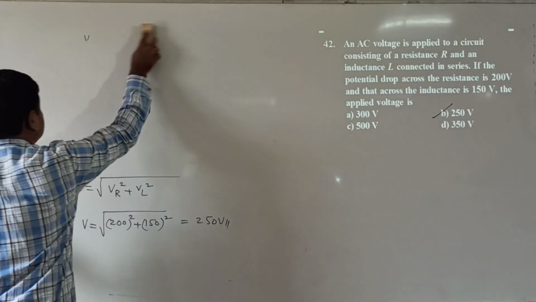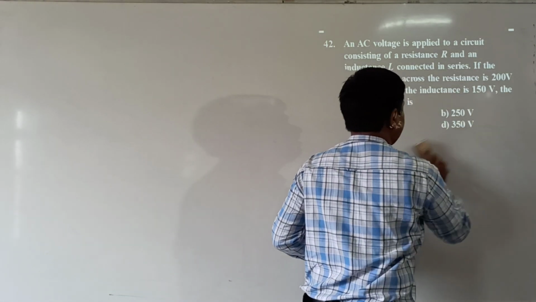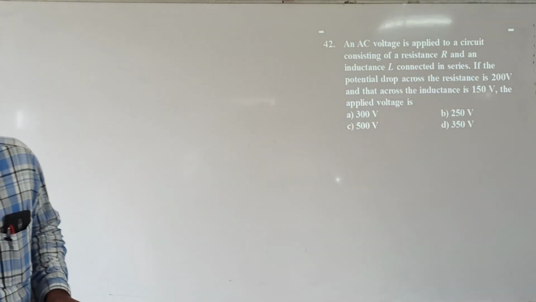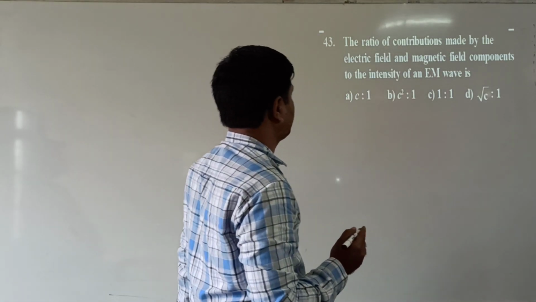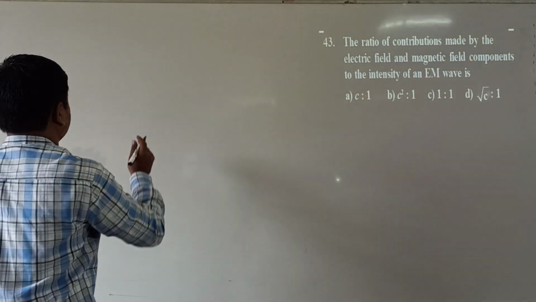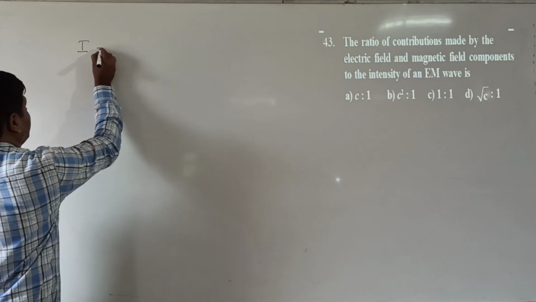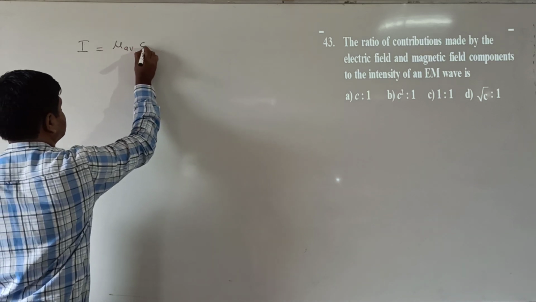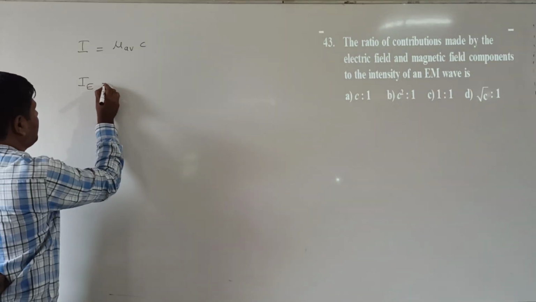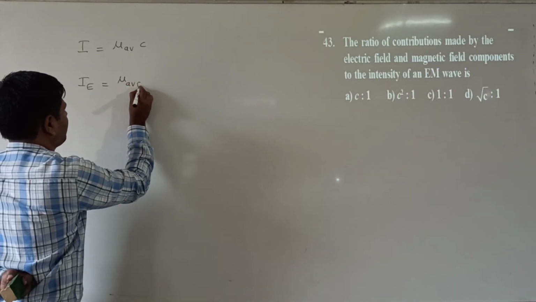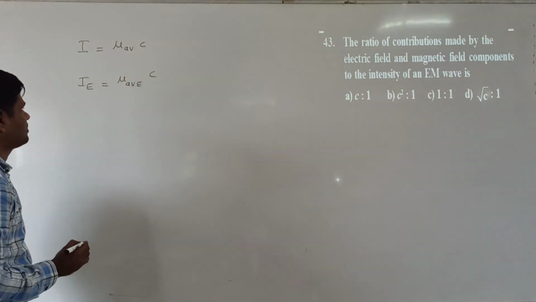Next we come to question number 43. What is question number 43? We see here the ratio of contributions made by the electric field and magnetic field components to the intensity of the electromagnetic field. Intensity can be written as the average energy density into C. The intensity of the electric field can be written as the average electric energy density into C.